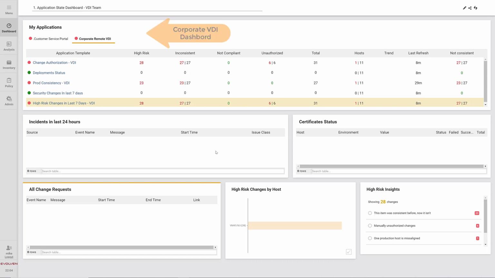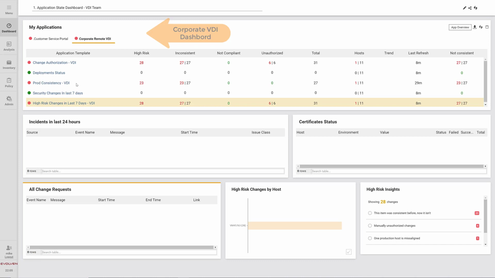Now, what we have here is our VDI dashboard. I just customized this as if we were looking at it. And immediately what we see is we have three red identifiers here. Something's happened that's unauthorized. That's what change authorization means. We can see really quickly that we've got some unauthorized changes. Also, during one of our template scans, we've actually detected an inconsistency.